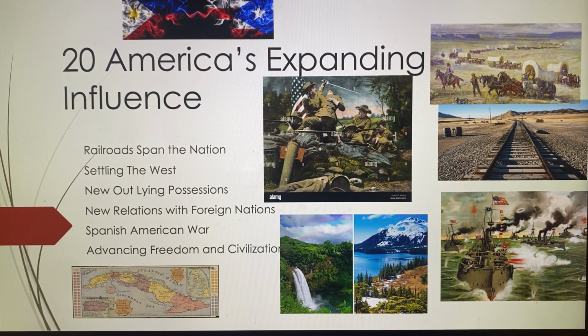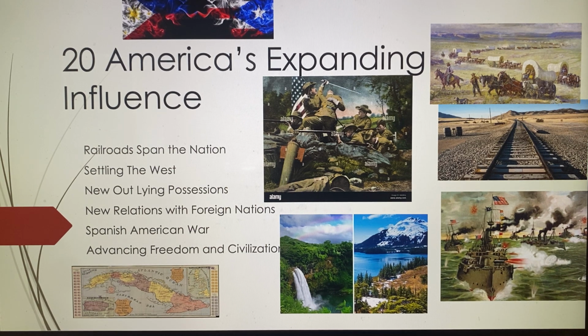We're in your American history book in chapter 20, America's Expanding Influence. We're going to be talking about the railroads, how the railroads span the nation, the settling in the West, the new outlying possessions, new relations with foreign nations, the Spanish-American War, and the advanced freedom and civilization in America.